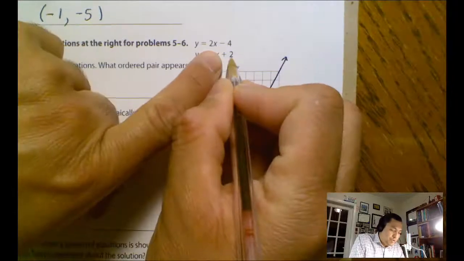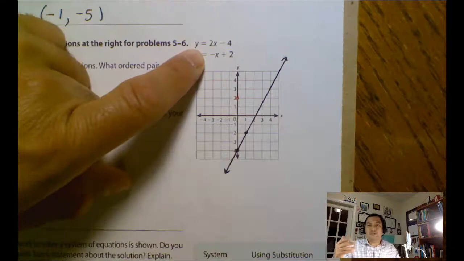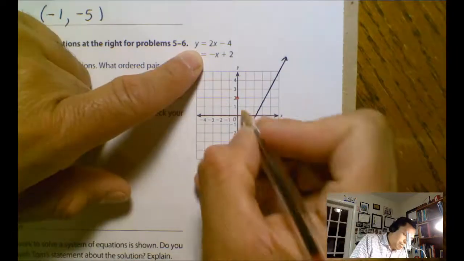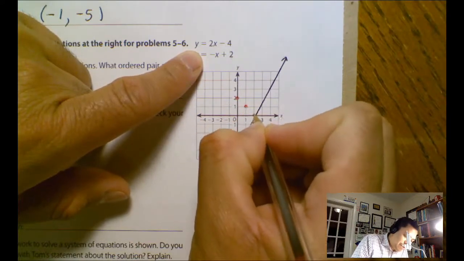So I have 2 as the y-intercept. And then you have negative 1 as the slope. Negative 1 means you're going down 1, right 1. So you're going down 1, right 1 here. Down 1, right 1. So here is going to be the solution.